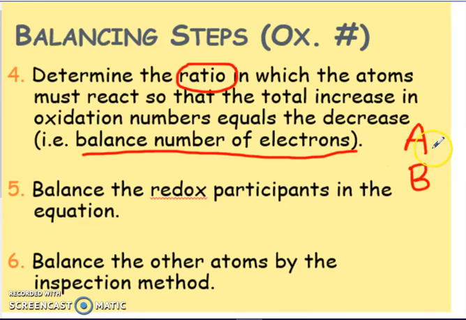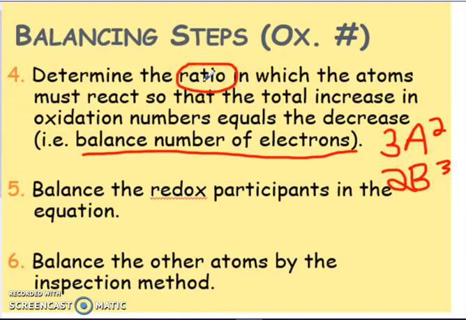Let's say A was gaining 2 and B was losing 3. We know these have to be the same. I can't have one thing gaining 2 and one thing losing 3. By the ratio, what I mean is essentially you need the lowest common multiple. So in this case, I would need to have 3A for every 2B. That way I'm going to have a total of 6 being lost and 6 being gained. So that's what I mean by ratio.